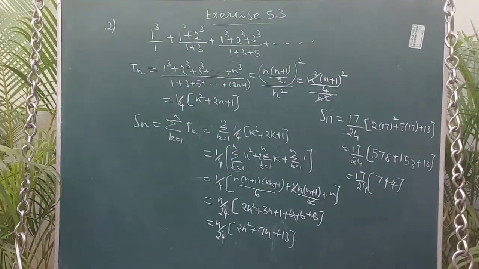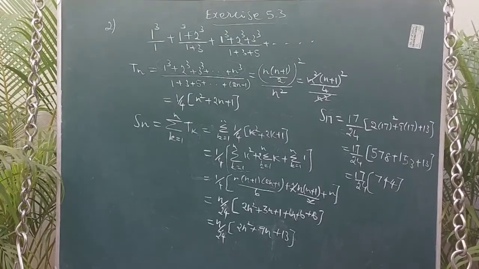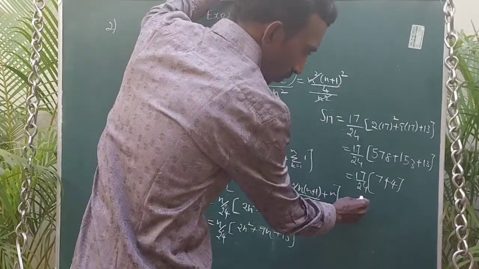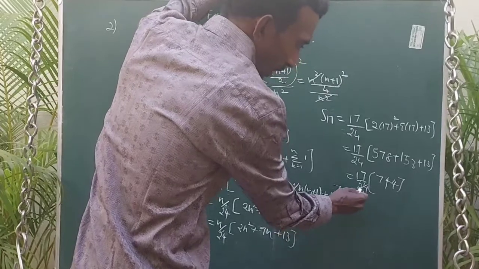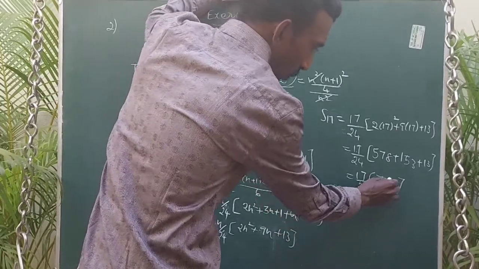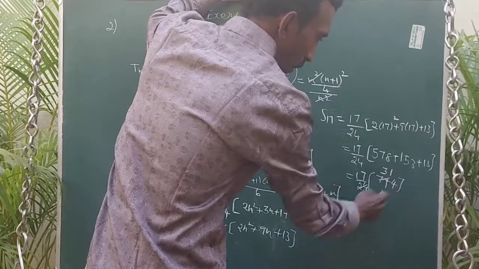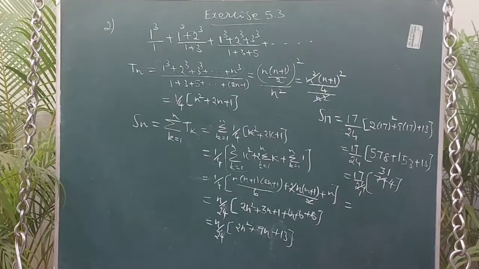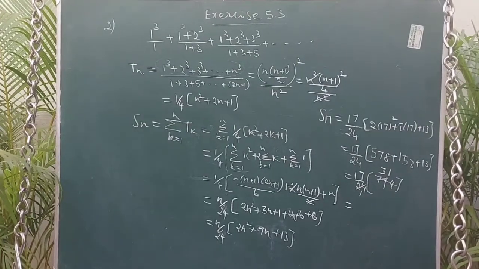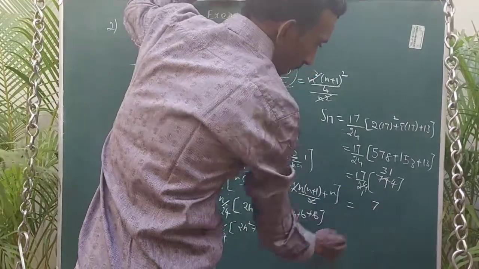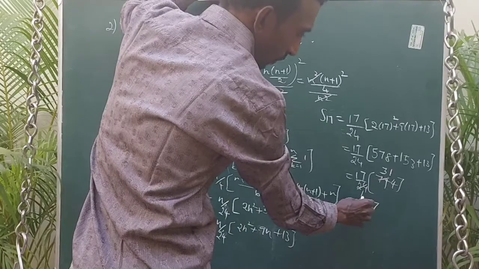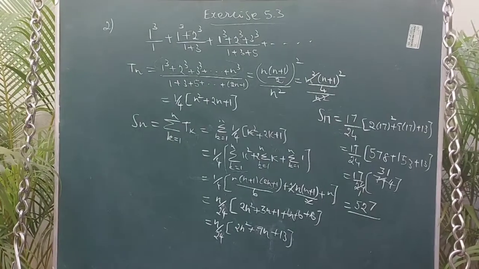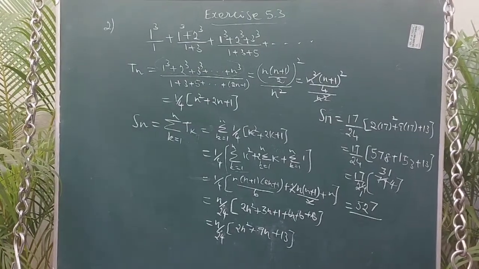744. So 17 into 744 by 24. Now we can cancel directly: 3 24s are 72, remaining 2, 4, so 24 1. Now we have to find what is 17 into 31. 17 into 31, let us find out. 7 remaining 1, 351, so 527. So the sum of the first 17 terms is 527.